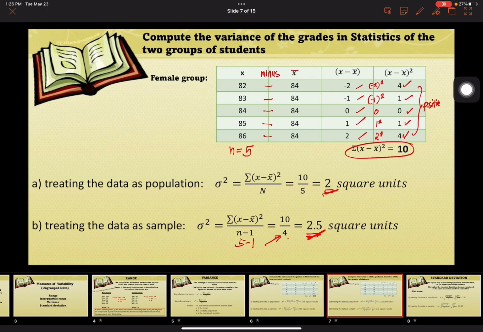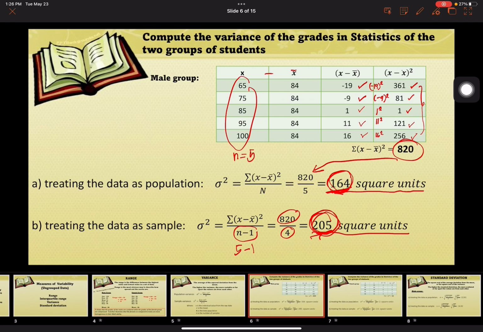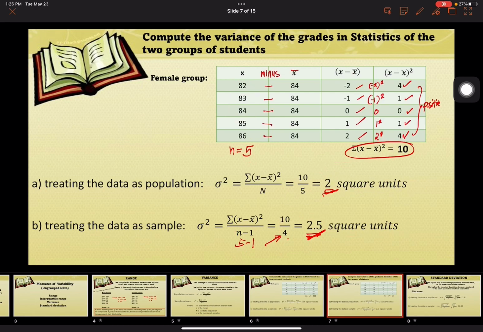So, dito, dahil konti lang sila, 5 lang, kitang-kita natin na malayo ang distansya ng mga scores or grades. Dito naman, kita natin na maliit lang yung distansya ng mga grades. Yan ay dahil 5 lang yung pinag-uusapan. Pero paano pag 10, 20, 30 na yung data? Anong gagawin? Okay?